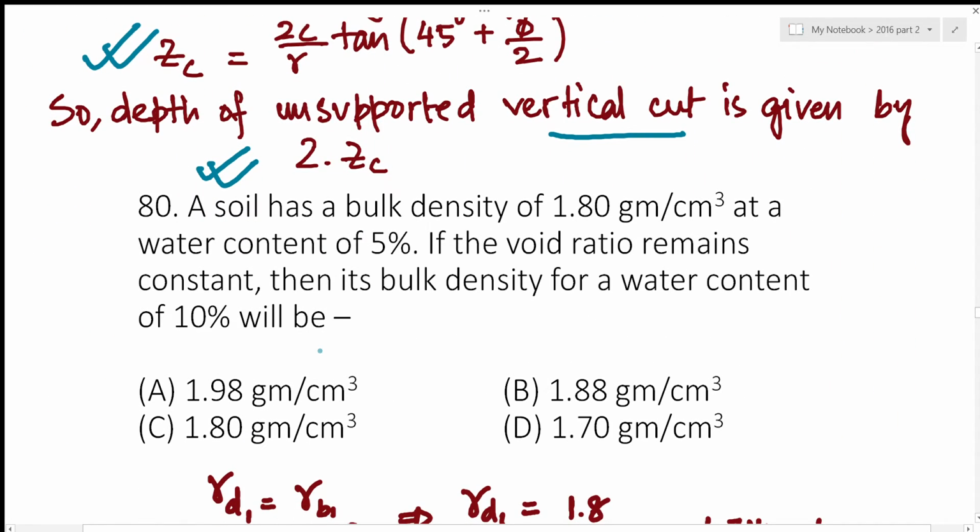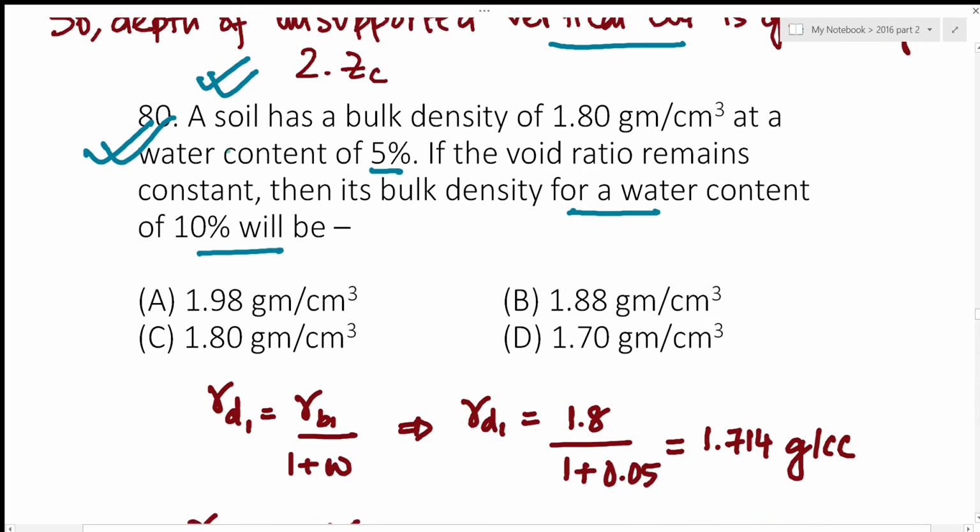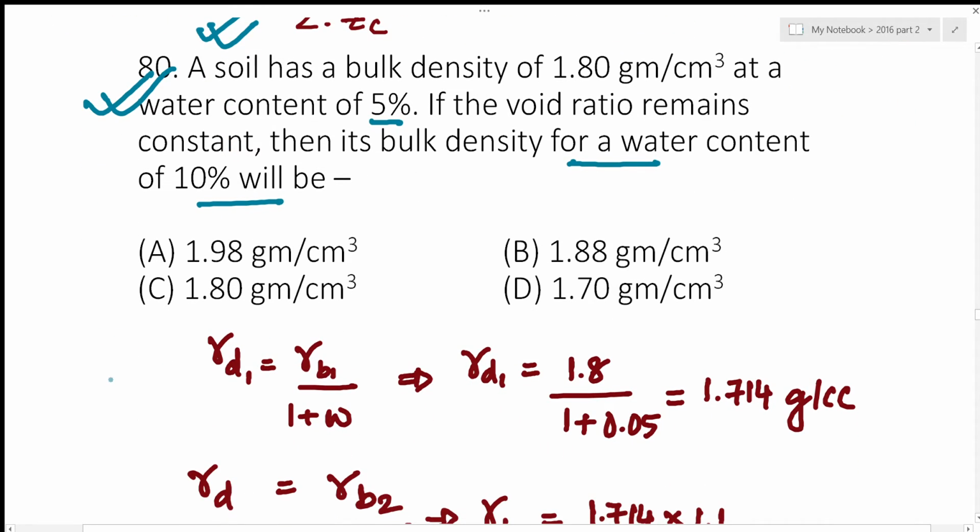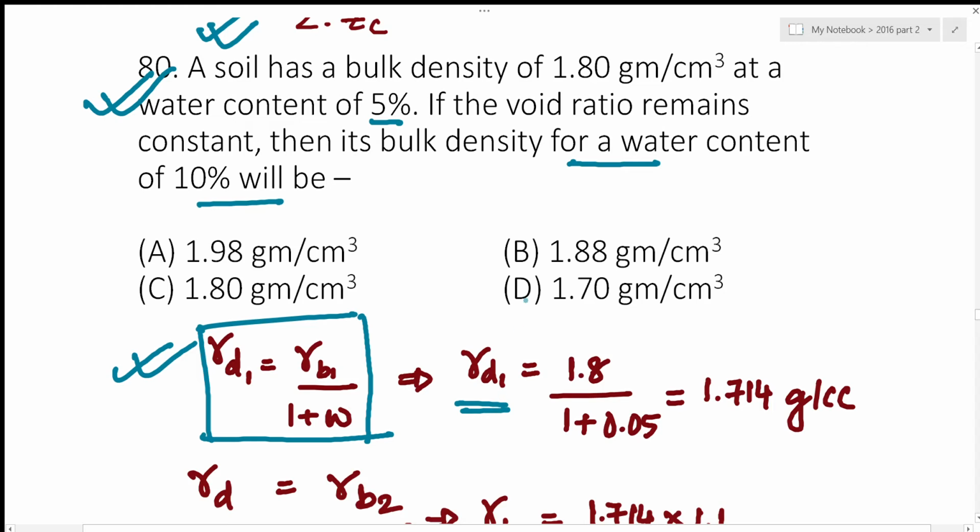Now the soil has bulk density of 1.8 gram per cc at a water content of 5%. If the void ratio remains constant, then its bulk density for a water content of 10% will be. The answer for this particular question is, as you know, gamma D is equal to gamma bulk by 1 plus water content. Now just use this formula and find out the gamma D for the first case. So just replace the values of 1.8 and 1 plus 0.05. The answer would be 1.714 gram per cc.